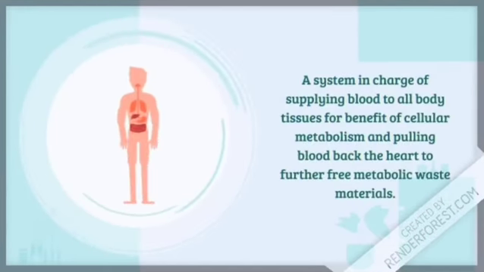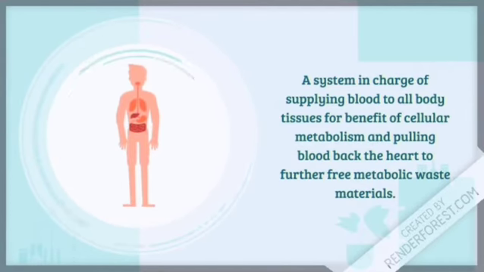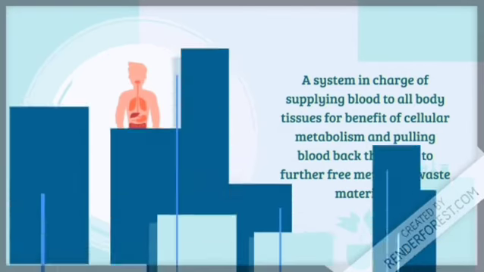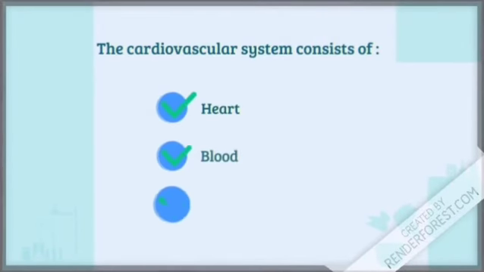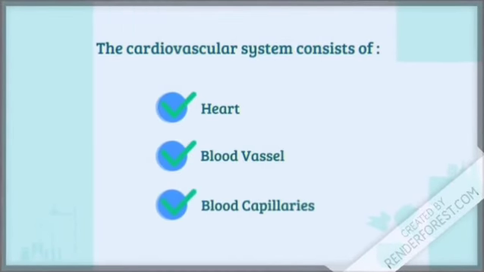A system in charge of supplying blood to all body tissue for the benefit of cellular metabolism and pulling blood back to the heart to further feed metabolic waste material. The cardiovascular system consists of the heart, blood vessels, and blood capillaries.